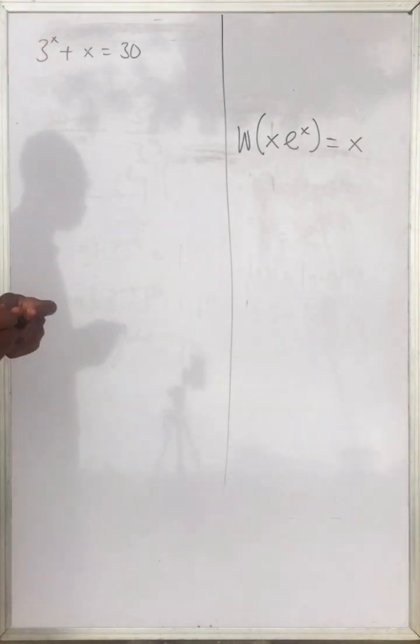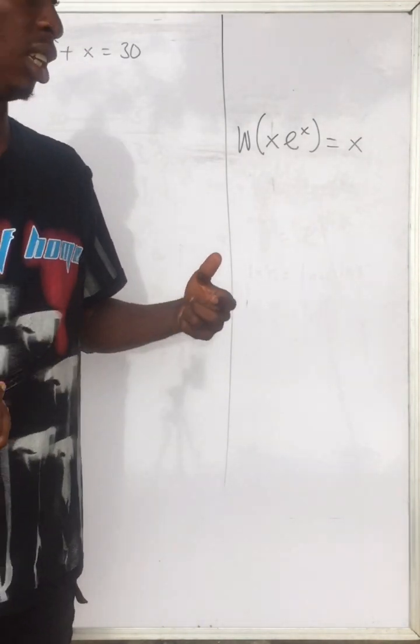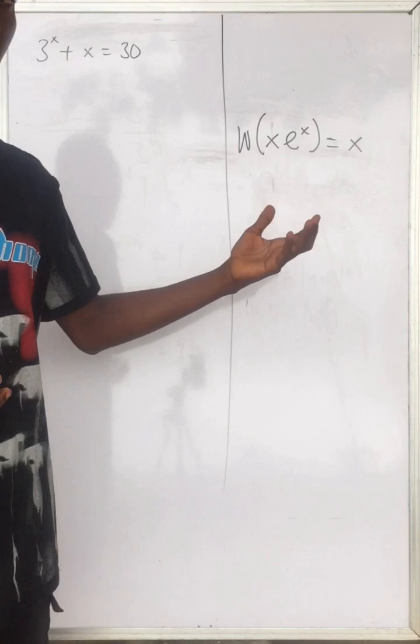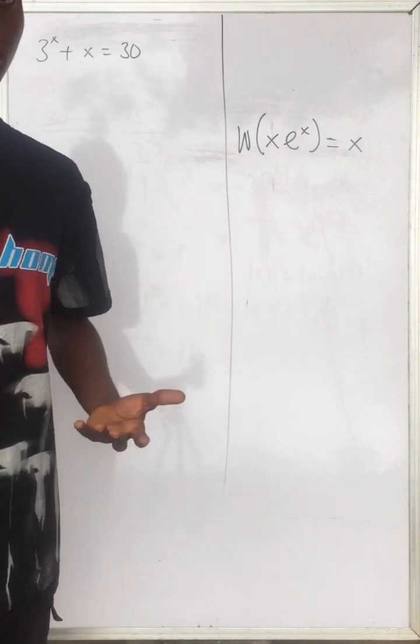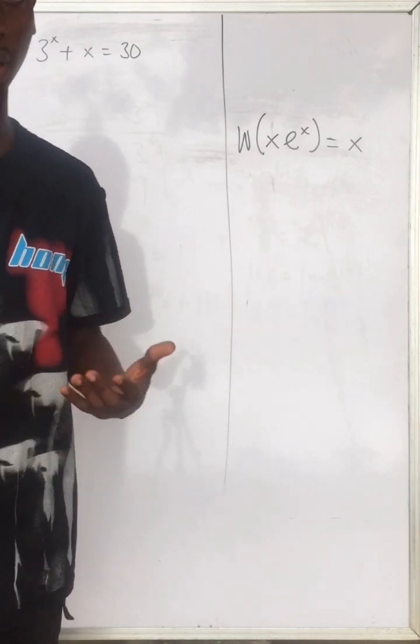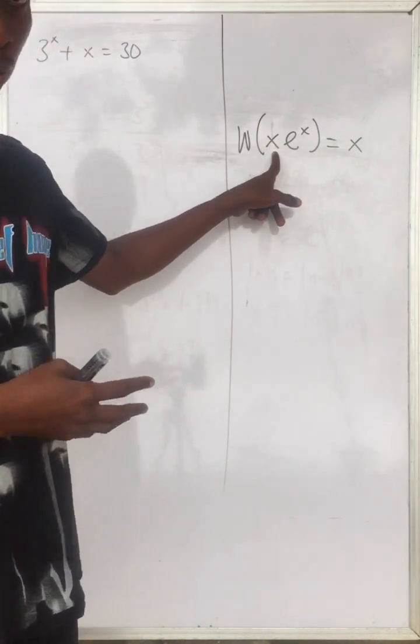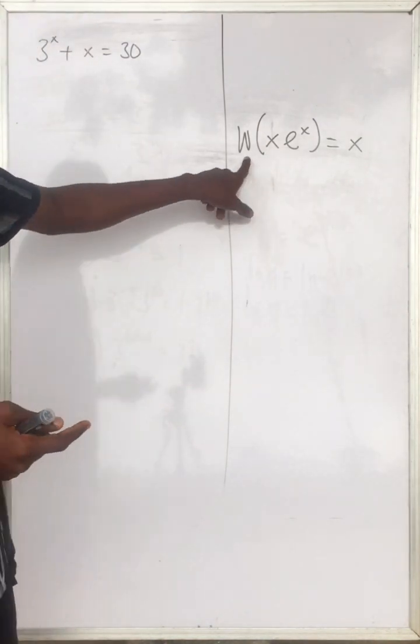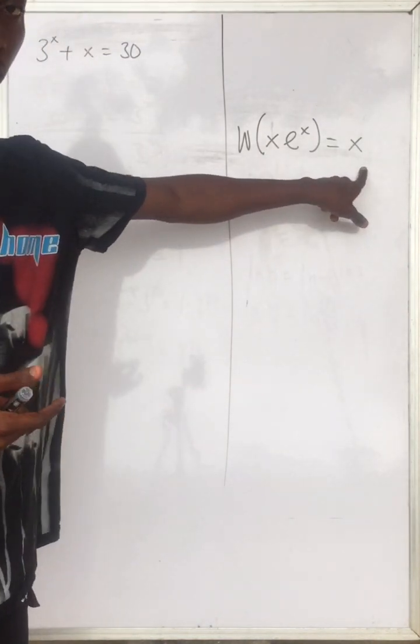I'm assuming f to be a function of x. You understand? I'm assuming I have a function containing x. Yours can be a function containing y, yours can be a function containing a, yours could be a function containing w. You understand now? So assuming x is a function of x, this holds for Lambert W.